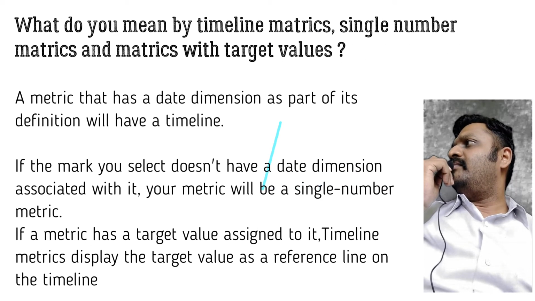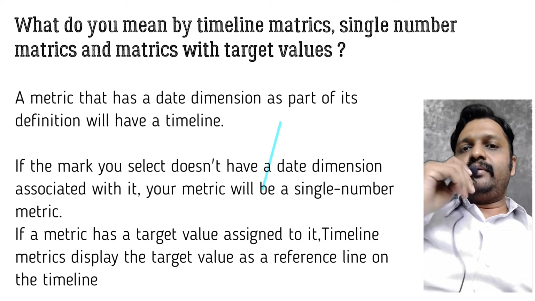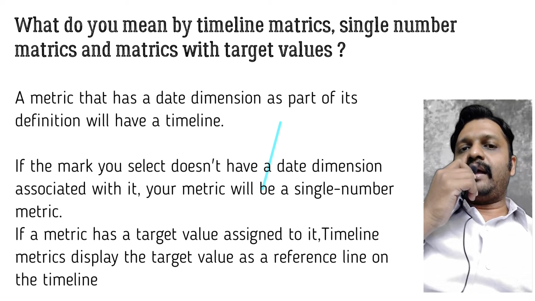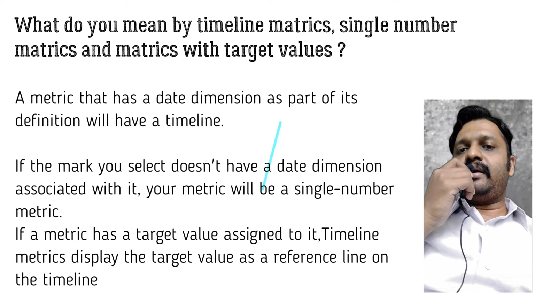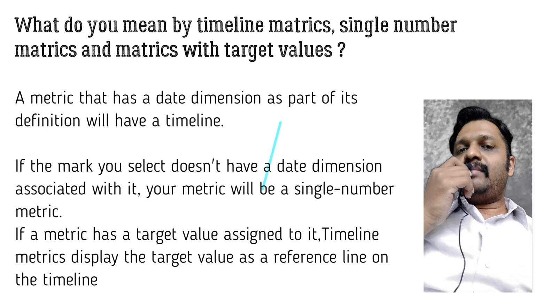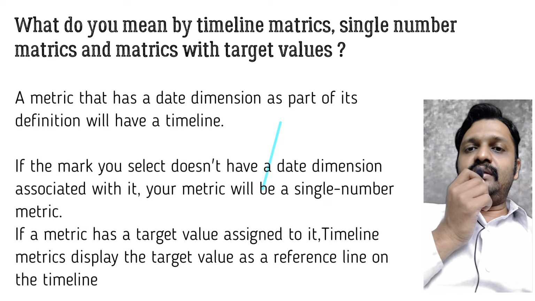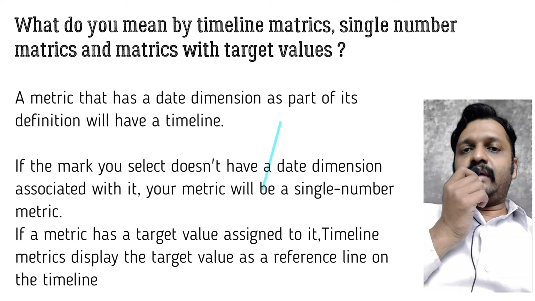Next question. What do you mean by timeline metric, single number metric and metric with a target value? These three are different. A metric that has a date dimension as a part of its definition will have a timeline. The mark you select that doesn't have a date dimension associated with your metric will be a single number metric, and if a metric has a target value assigned to it, the timeline metric displays the target value as a reference line on the timeline. That is the difference between these three: timeline metric, single number metric and metric with a target value.